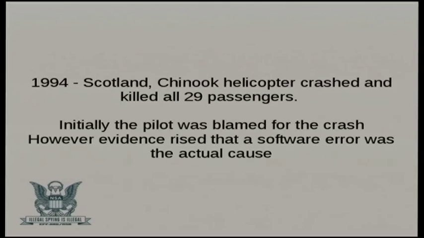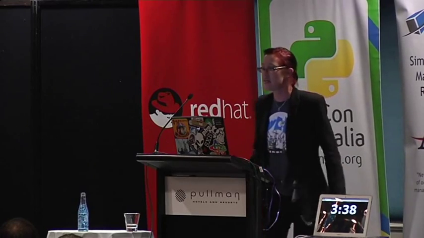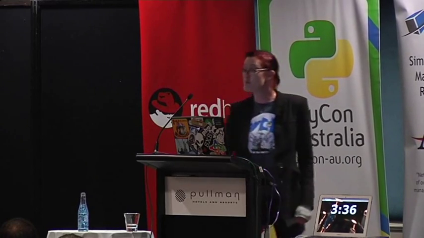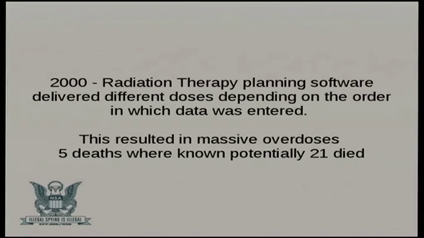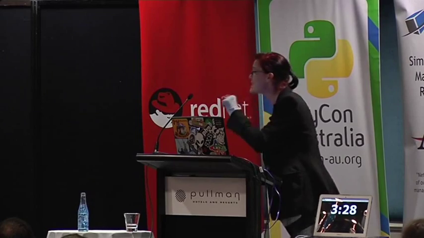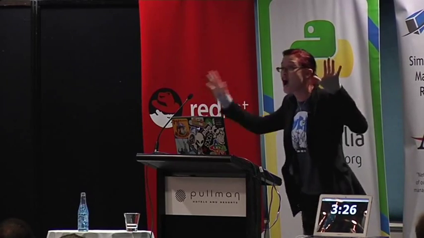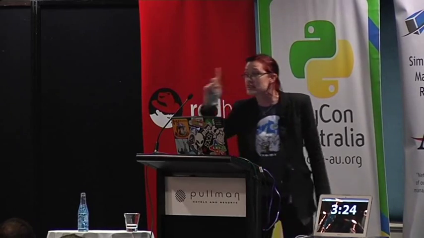1994, Scotland, Chinook helicopter crashed and killed all 29 passengers. Initially, the pilot was blamed, but it was actually terrible code. 2000, radiation therapy planning software delivered different doses depending on the order in which the data was entered. Five people were killed and potentially 21.